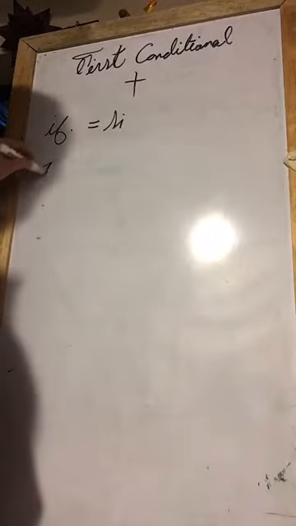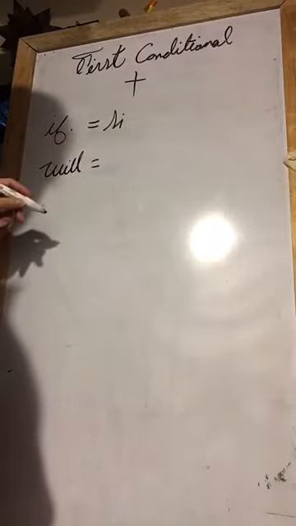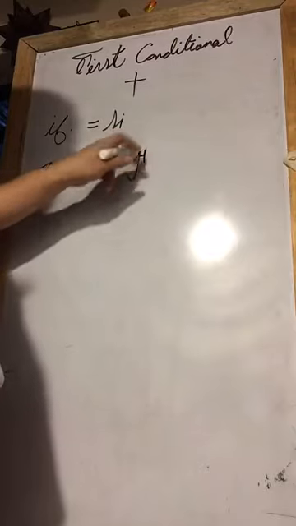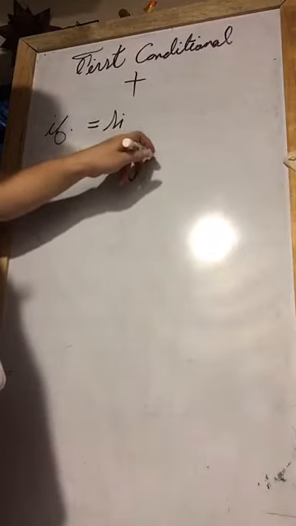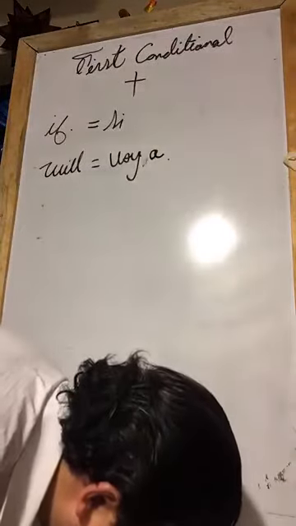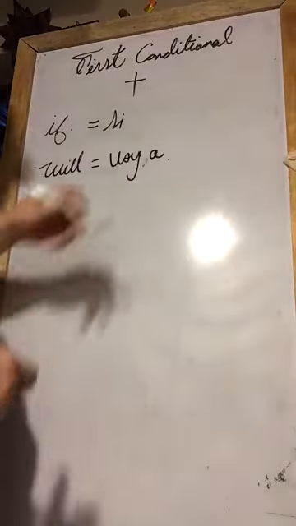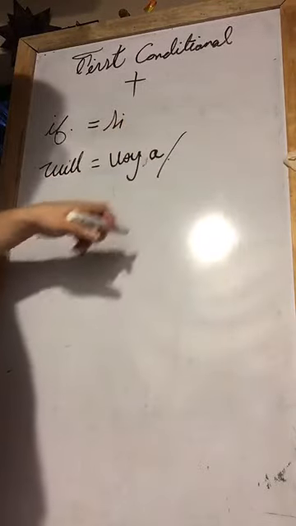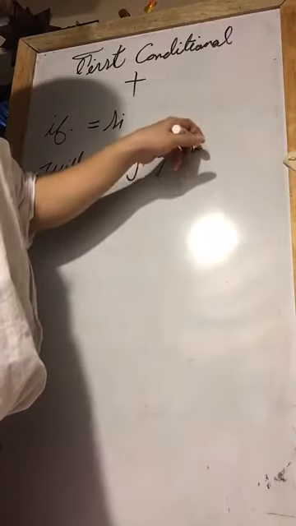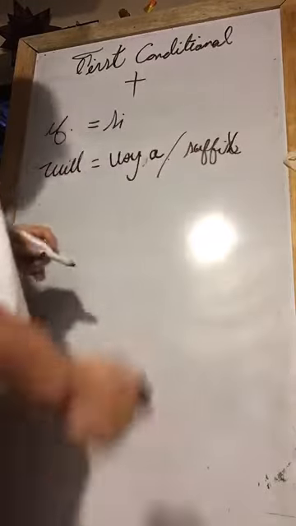And then will, which doesn't have a direct translation but an interpretation. Voy a, in this case, but also in some of the tenses it turns into a suffix. You'll see with an example.